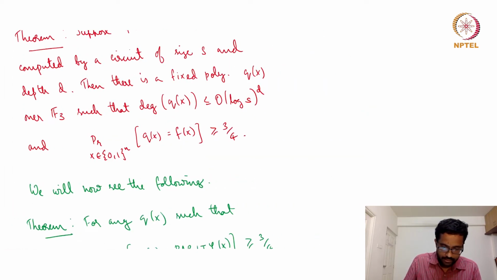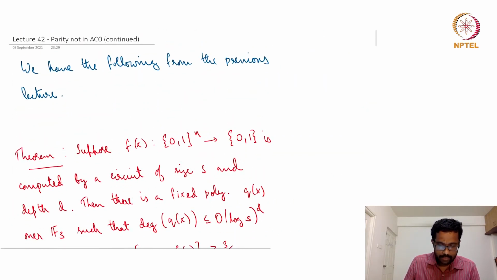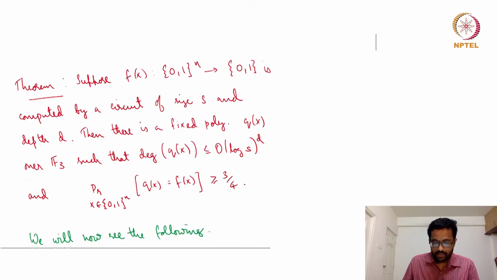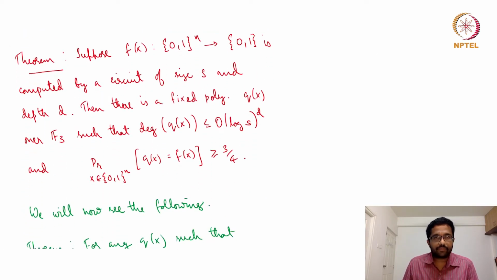Maybe I have repeated this in the second notes as well, the 42 notes. So if we have a Boolean function computed by a depth d and size s circuit, then there is a fixed polynomial that has degree (log s) to the power d and approximates it, such that the polynomial agrees with the function on 75% of the inputs. Okay.